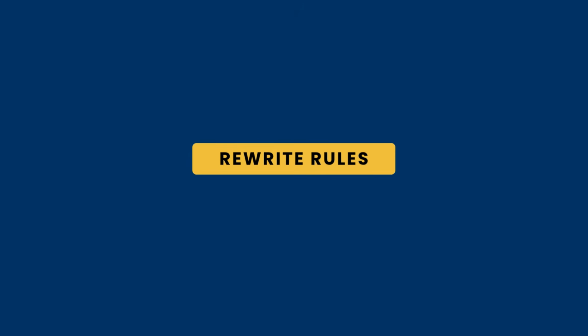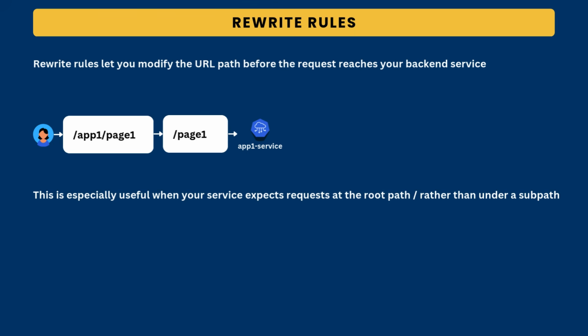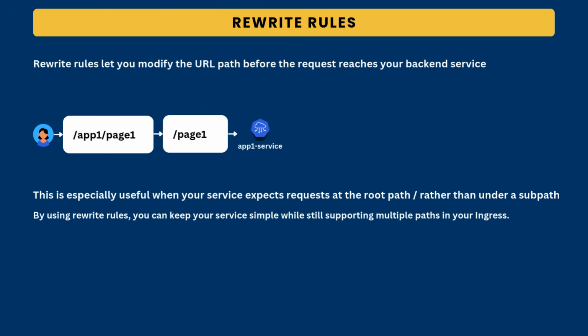Next we have is rewrite rules. So a rewrite rule lets you modify the URL path before the request reaches your backend service. For example, a user sends a request to /app1/page1. You want your service to receive /page1 instead of /app1/page1. This is especially useful when your service expects requests at the root path rather than under a subpath. By using rewrite rules, you can keep your service simple while still supporting multiple paths in your ingress.